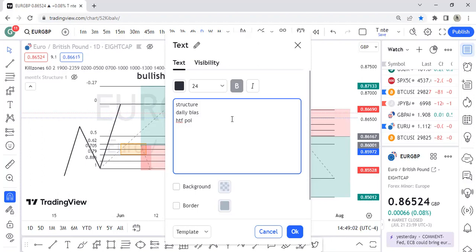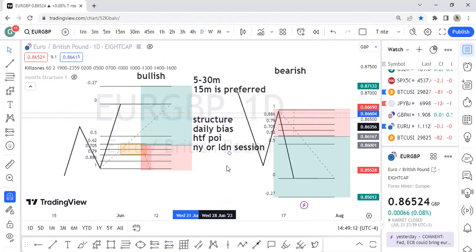And then you prefer what? You have to be in the New York or London session, right? This is basically when this works best, in the New York or London session, and most preferably the New York session. So you have to have all this in mind. That means the market has to be structurally bullish. If you're bullish, your daily bias has to be bullish.